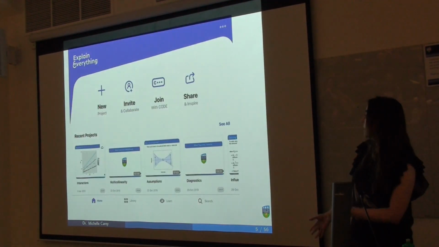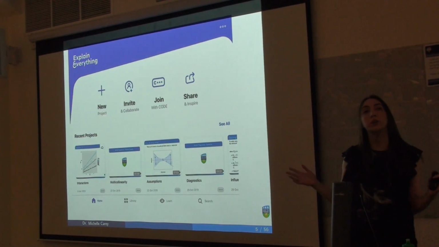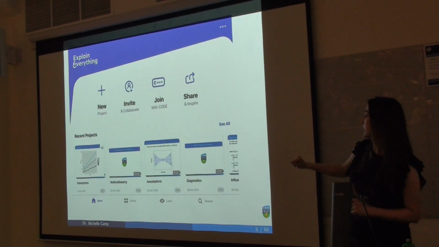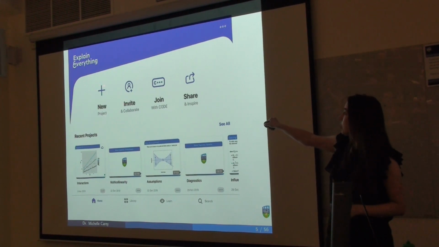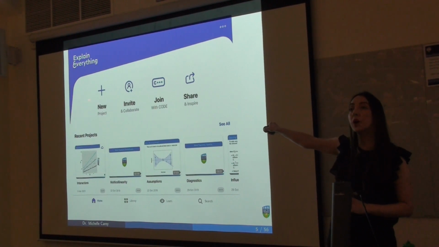Okay, that being said, let's say you have Explain Everything, you open it up on your app. This is the home screen that you'll be greeted with. So, the first couple of things that I want to show you is you have 4 items here. So the first one is this is to create a new project.